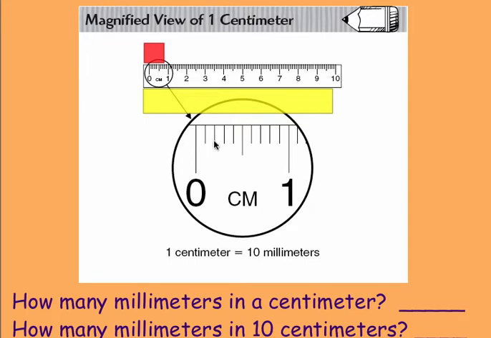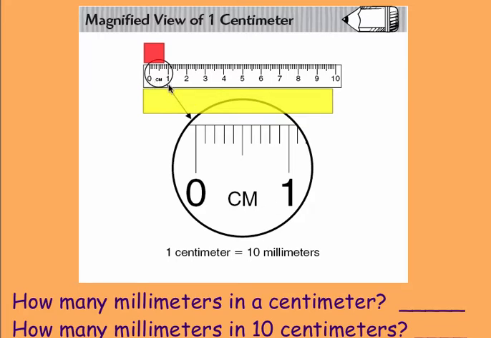Okay, let's move on. Something cool in the metric system world. We know that there's 100 centimeters in 1 meter, but in every 1 centimeter, this is a magnified view of a centimeter, we have 10 millimeters.